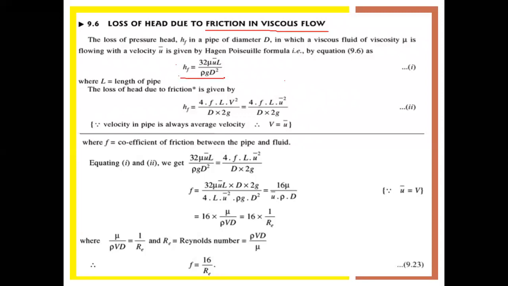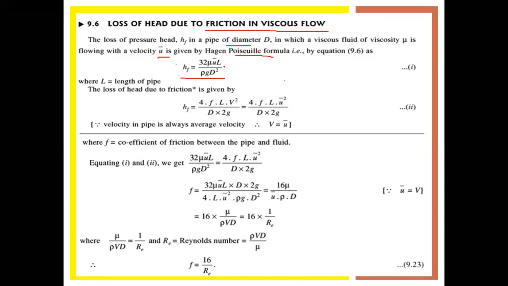The loss of pressure head hf in a pipe of diameter D, in which a viscous fluid of viscosity mu is flowing with the velocity u bar, is given by the Hagen-Poiseuille formula, which we have already derived in the last classes. It is given by hf equals 32 mu u bar L by rho g D square, where L is the length of the pipe.